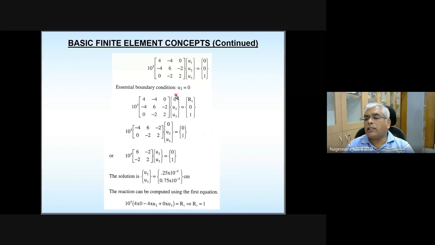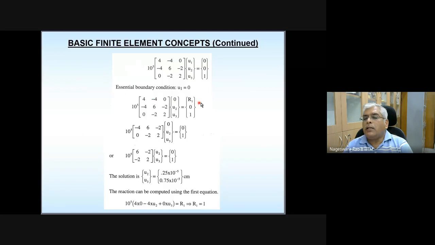And wherever essential boundary conditions are specified, in the force vector at that location, an unknown reaction is going to be developed. So when you plug in 0 here, in the corresponding location in the force vector you are going to have a reaction that is denoted with R1. Why is it R1? To emphasize that it is a reaction corresponding to the first node.